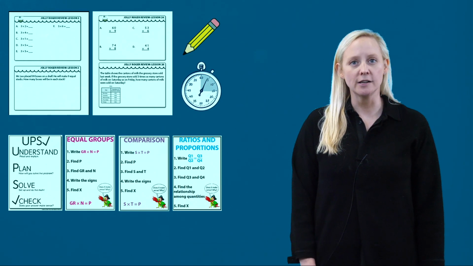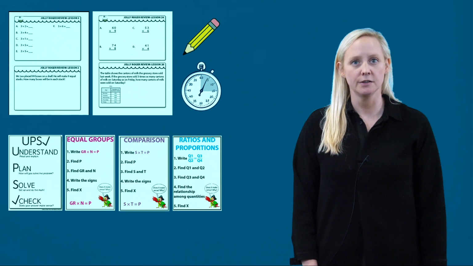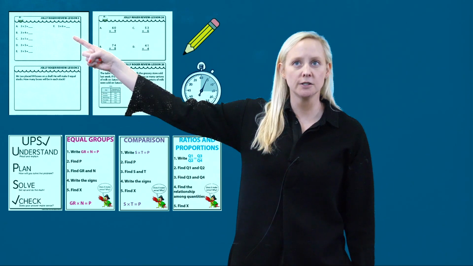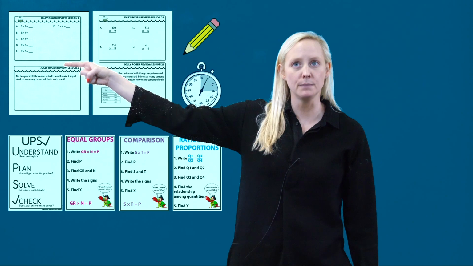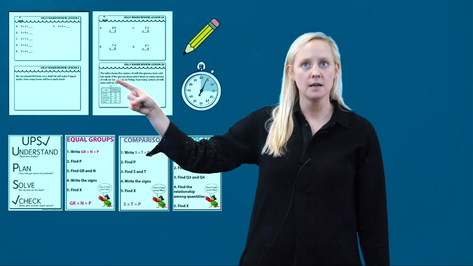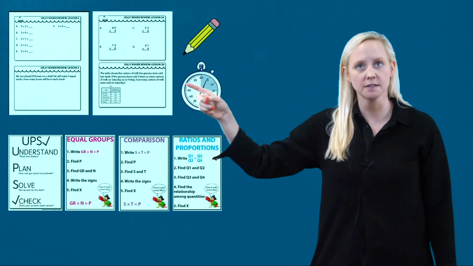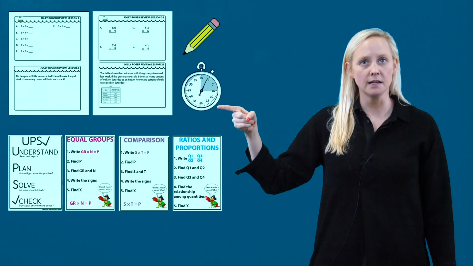When we have our Jolly Roger Review, we need the following materials. We need our Jolly Roger Review worksheet. Notice we have fluency problems on the top and our word problem on the bottom. And as in this example, some of our word problems include charts or graphs. You'll also need a pencil and a timer.